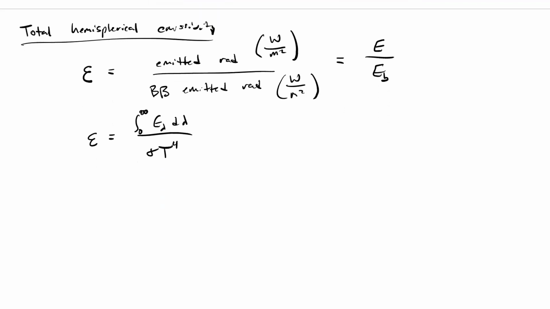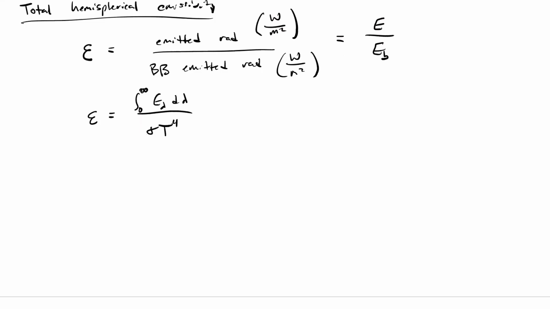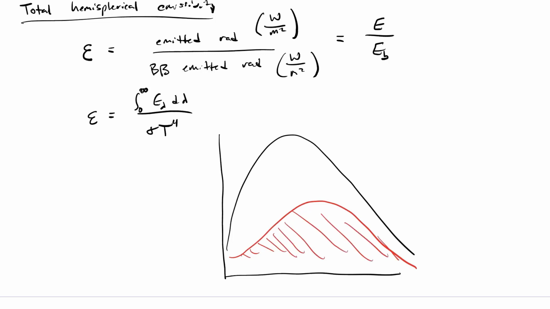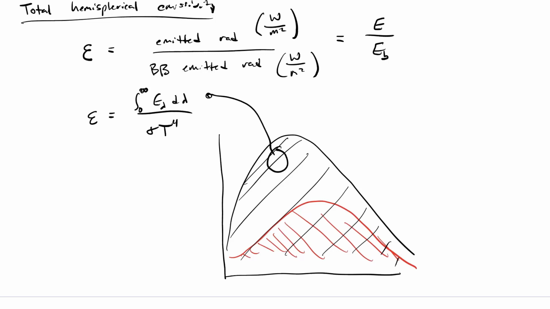And graphically, what this would be is, let's take our little plot here again. We had our black body curve like this, and then we had our real surface curve like this. So all we're doing is taking the integral in this area and the integral in this area and taking the ratio of those two. So this here is going to be this area.